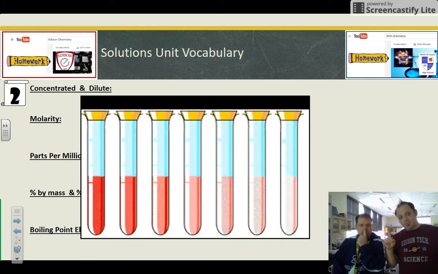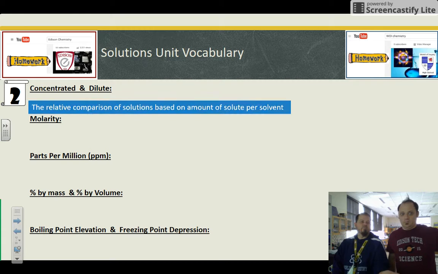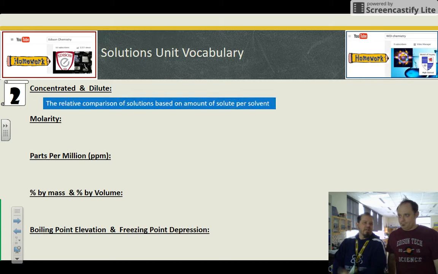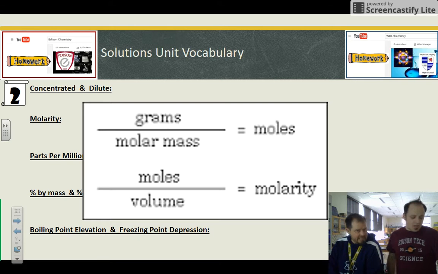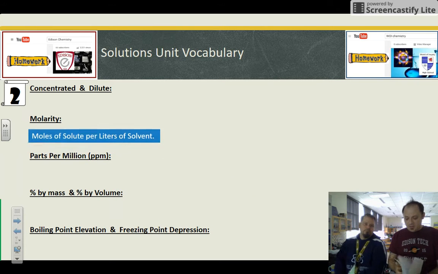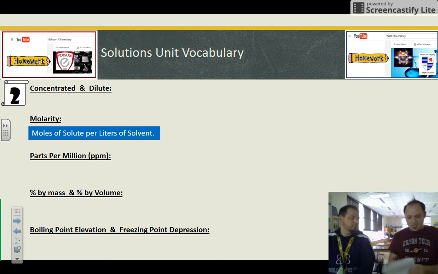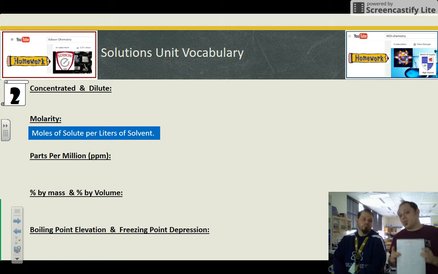The ones on the right are dilute, the ones on the left are concentrated. Relative term, guys. More stuff, more concentrated. Let's do molarity. Molarity is a calculation that we will get plenty familiar with if you're paying attention. It's given to you as an equation there, but it's the moles of solute per liters of solution. It's a specific standard way to measure concentration.